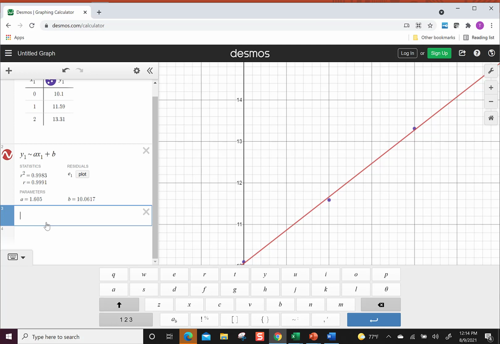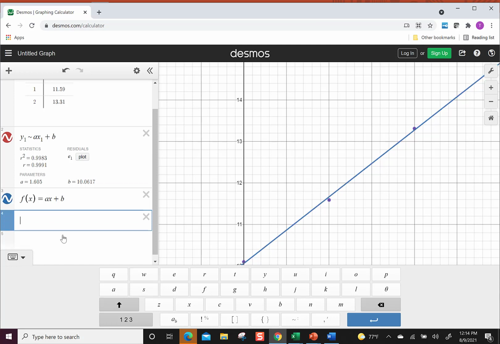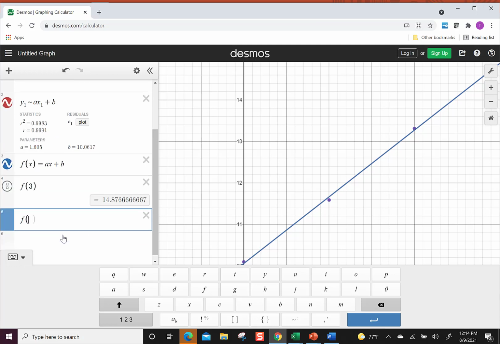To do the predictions of what will happen in 2021 and 2022, I'm going to type in f of x is equal to ax plus b. Now the a and the b, Desmos knows what they are. It just put them in the last one. So down in the next line, I'm going to type f of 3 and f of 4. What is f of 3 and f of 4? Well, we said x was the number of years after 2018. So 3 years later, which would be 2021, it's predicting that the demand will be $14.88 billion. And then 4 years, which is 2022, says the demand will be $16.48 billion a year.